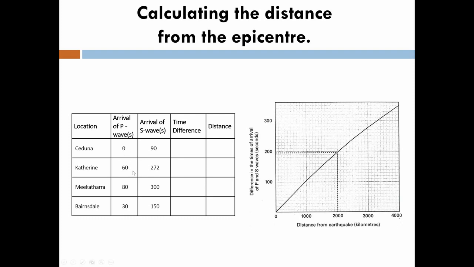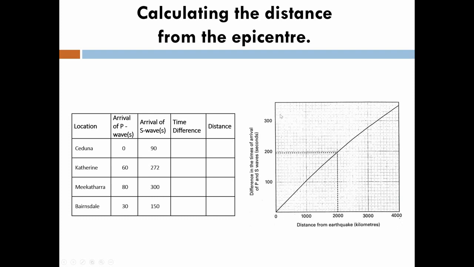And then 60 seconds later it got to Catherine. 80 seconds later it got to Meekatharra, but 30 seconds after it got to Bairnsdale. So Bairnsdale's in Victoria, Meekatharra is in Western Australia, Catherine is in the Northern Territory, and Ceduna is in South Australia. Okay, so what we need to do is to work out the time difference, and then using this graph, we're going to work out how far. So time difference here is 90 seconds.